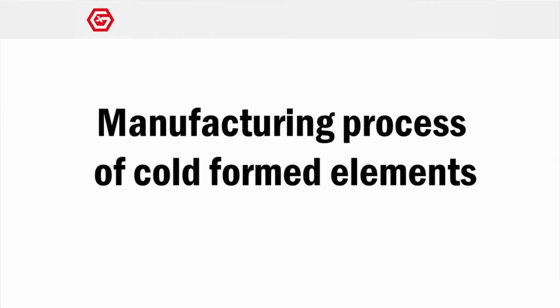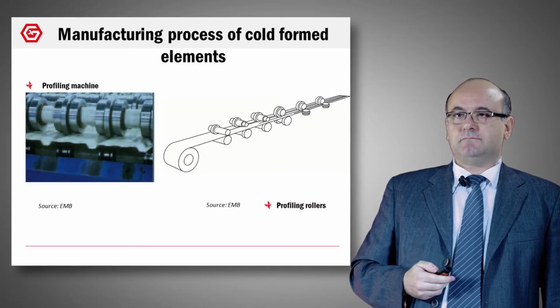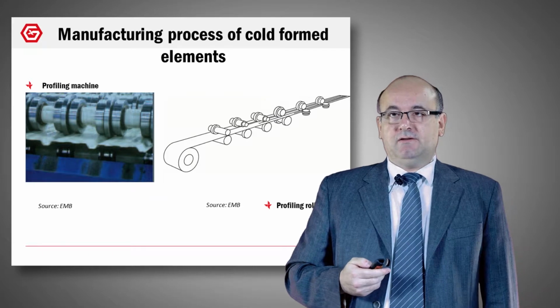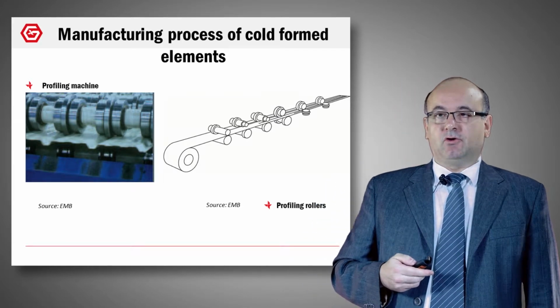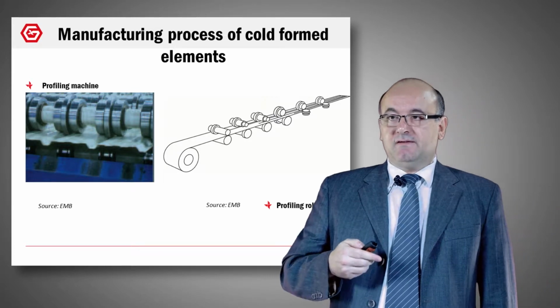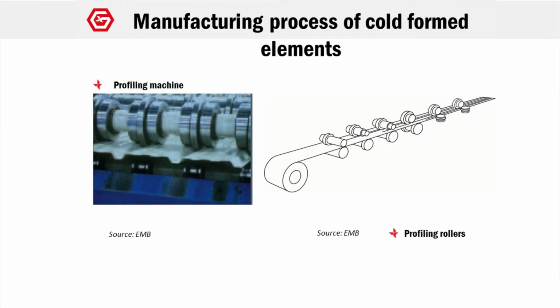Now we are going to study how to manufacture, how to carry out these cold form profiles. In fact, it's very simple. You have to use a profiling machine. You put a coil in this machine, and you have a series of rollers that give, step by step, the shape of a profile. You can see on the left an example of this profiling machine, and on the right, the different set of rollers that give step by step the shape of the profile.